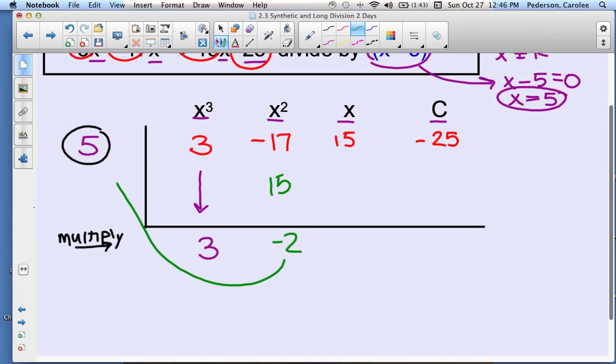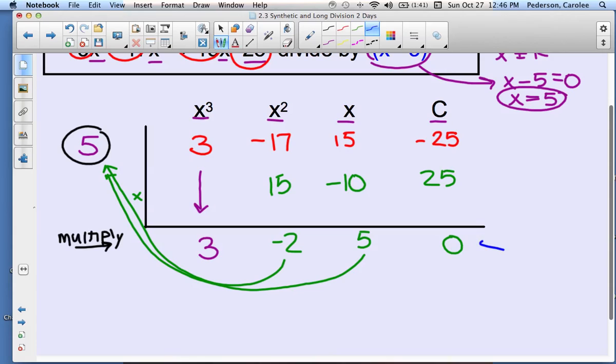Now we multiply. 5 times negative 2 is negative 10. That's going to go right underneath here. And now we add the columns. Negative 15 plus 10 is negative 5. Now we multiply. 5 times negative 5 is negative 25. Add the column. Negative 25 plus 25 is 0.